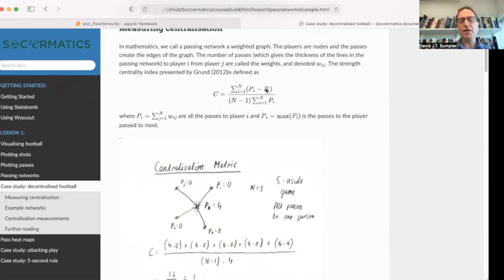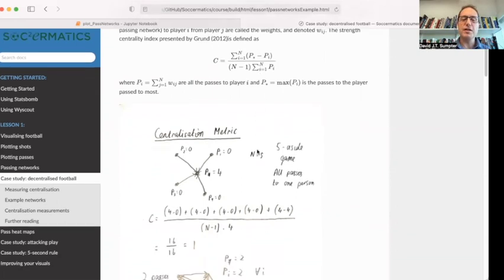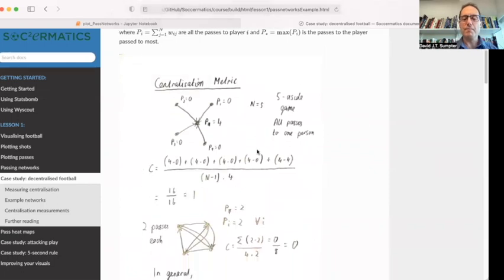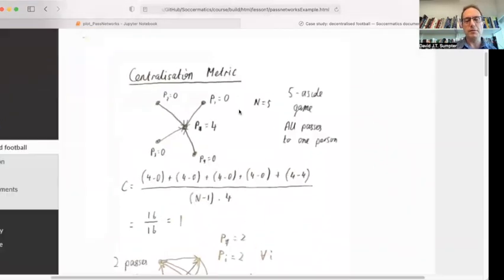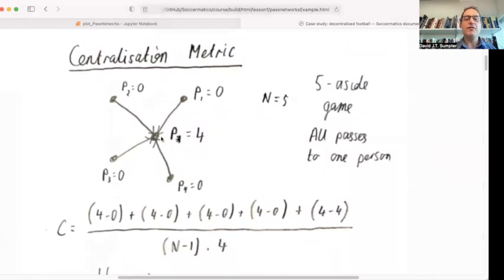Before I go through the equation that we use for centralization, I'll go through these two examples. So the first one, can I zoom in at all? Yeah, I can zoom in a little bit here. The first idea is the five-a-side game where all the passes go to one person. I'm just going to look at four passes in this particular case. But this one person, the greedy individual who always wants to have the ball, is in there in the middle, and the four passes all go to that person. So the passes to person three is zero, to person two is zero, you get the idea.